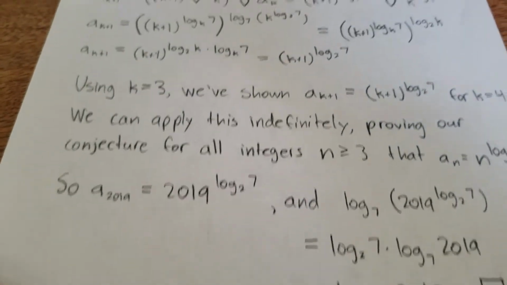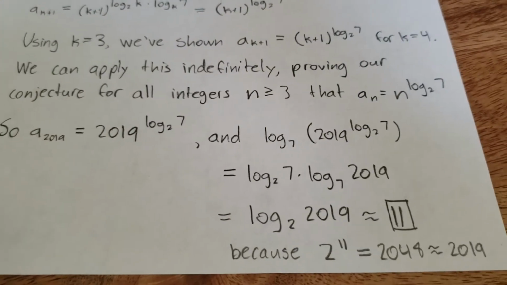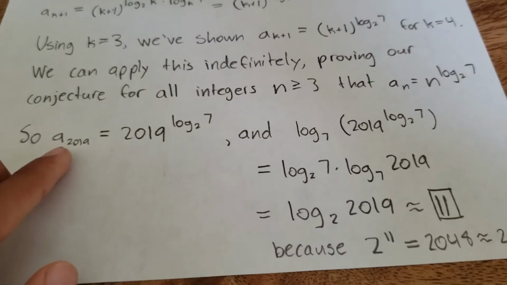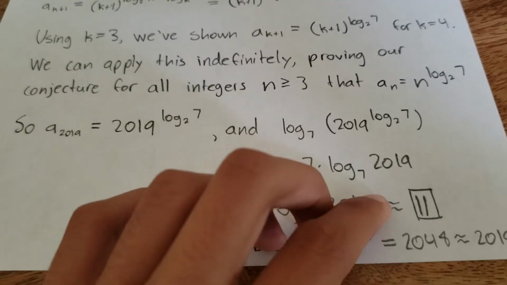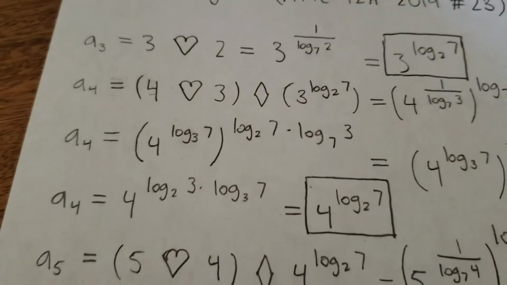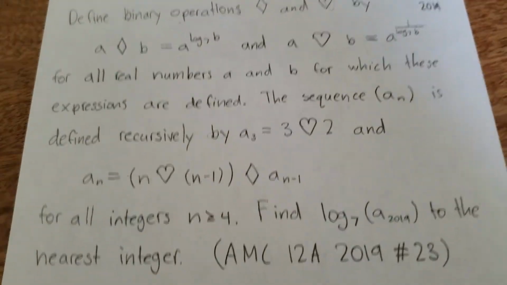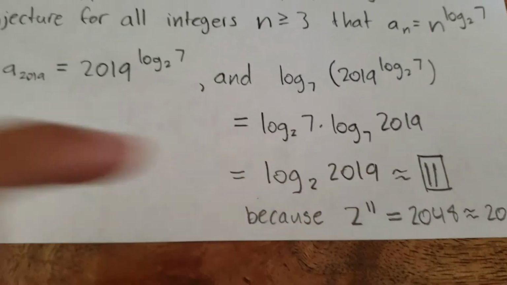Alright, so finally, we found our answer. Our answer is 11 because log base 7 of a sub 2019 is closest to the integer 11. Now, isn't that crazy? We went through all this proof, all of this conjecturing, all of this pattern finding, to find that our answer to the nearest integer is just 11.